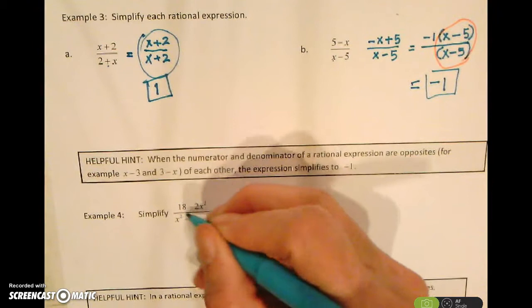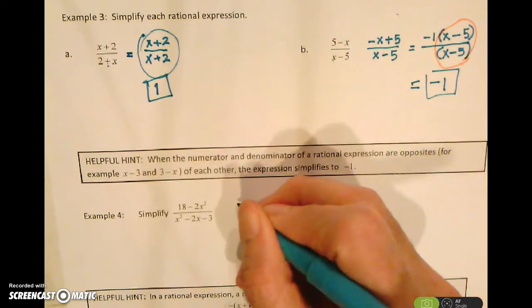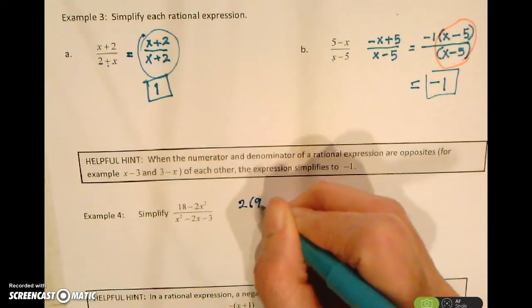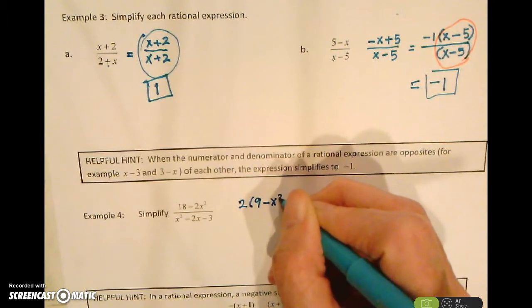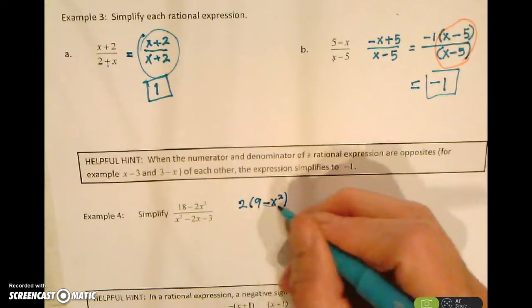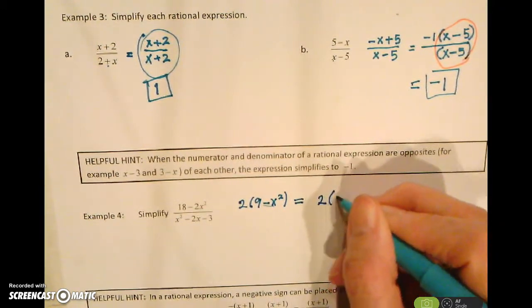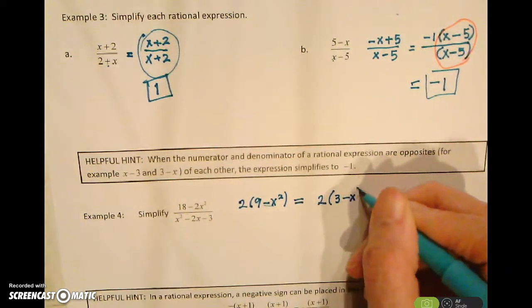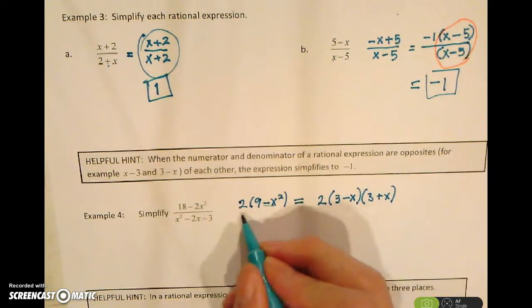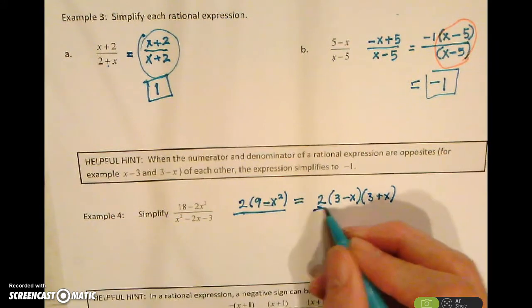So I'm going to need to factor the numerator. It looks like they have a GCF of 2. So I'm going to take out a 2. That's going to leave me with 9 minus x to the second power. And we've learned that, again, that's the difference of squares. So this is going to be 2, and then this is going to factor into 3 minus x, 3 plus x. Then the denominator, we're going to use the AC method on it, and I'll write it over here.